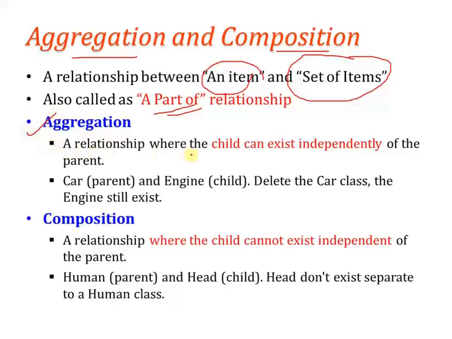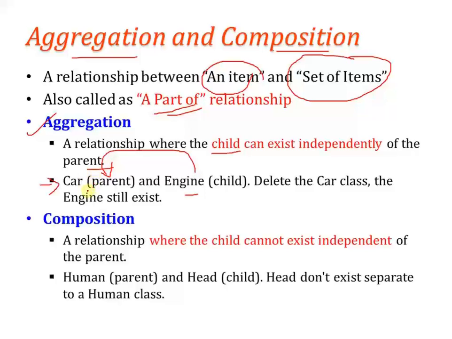So we can go through what aggregation is in detail. This is a relationship where the child, that is a set of items, can exist independently without the help of the parent. For example, if you take the relationship between the two classes called car and engine, we can call it a part of relationship. Engine is a part of a car.